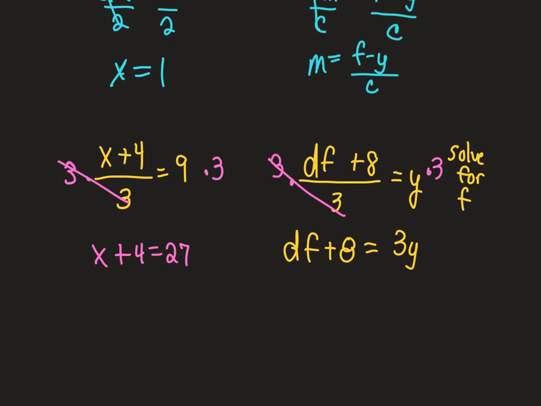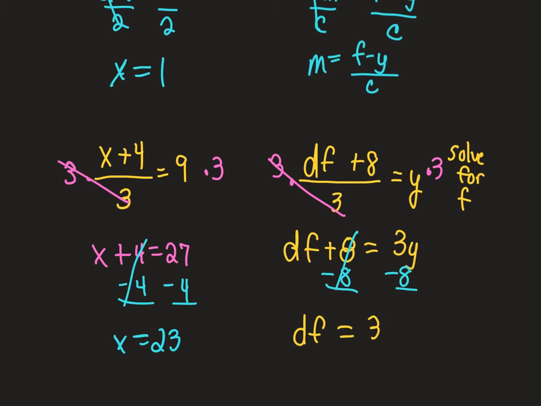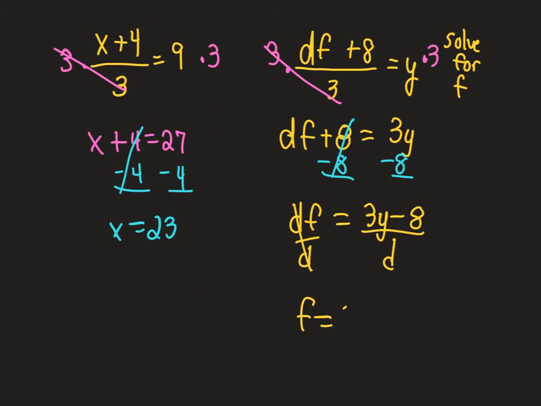Now I'm ready to subtract 4. Minus 4, minus 4. Cross out, what's my answer? I get an actual number of 23. Over here, minus 8, minus 8. Cross out, what's my answer? df equals 3y minus 8. We're just going to write it sideways. They're not like terms. Divide by d. Divide the whole thing over here by d. f is equal to 3y minus 8 all over d.